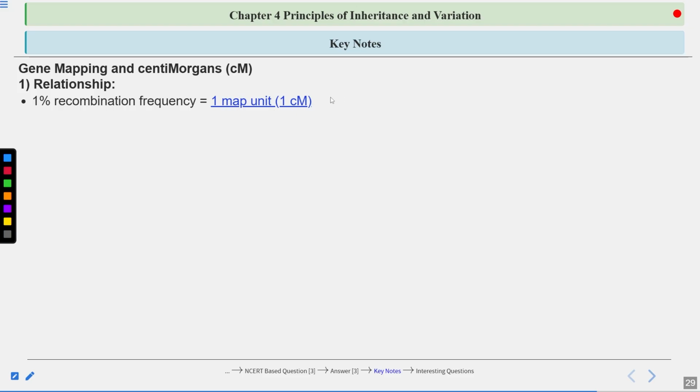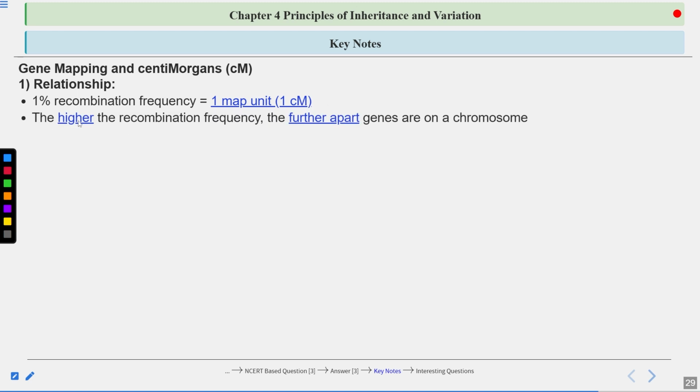Remember this. This is very important. You can get numericals on this concept. 1% recombination frequency is equal to 1 map unit or 1 centimorgan. So this centimorgan was based on the scientist T.H. Morgan. Now, the higher the recombination frequency, the further apart the genes are on the chromosome, means the distance between the two genes is more. Now, this recombination frequency is used to create genetic maps showing relative gene positions.